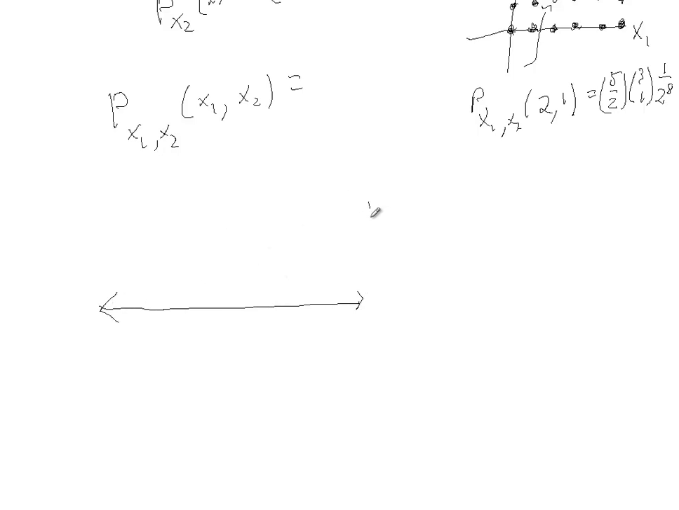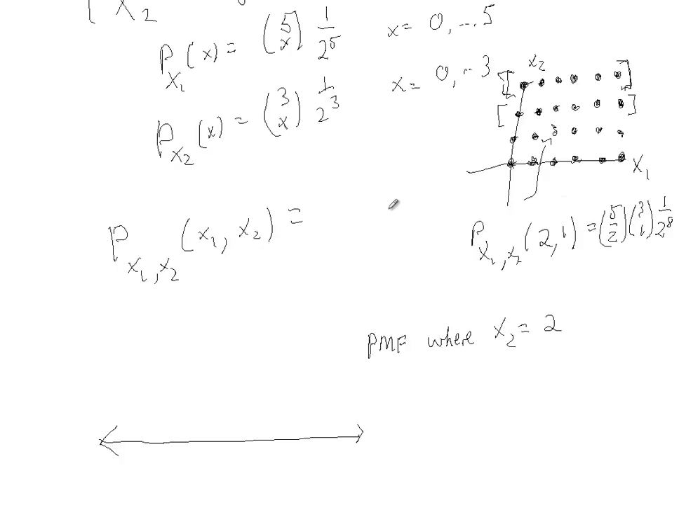So suppose I do the PMF where x2 equals 2. Now, if you think about how this works, these values 0 and 5 are not common. These are more common. These are the most common.